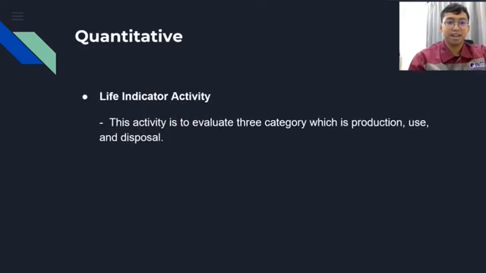Next is life cycle indicator activities. This activity is to evaluate 3 categories, which are production phase, use phase, and disposal phase. Each phase will have different task amounts needed and materials to be issued. The indicator of each item is taken from Eco-indicator 90 manual and Eco-indicator 95 manual. And from quantitative method, we go to qualitative method.